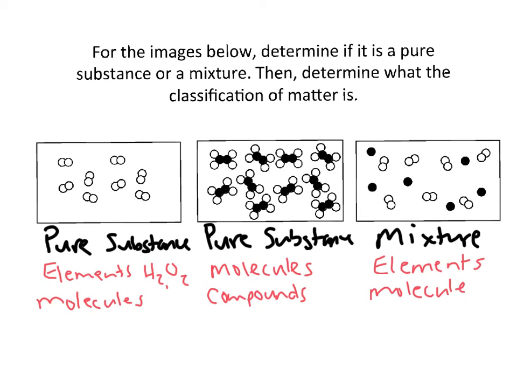Do we have compounds? Well, we have 2 or more different elements represented in the picture. We have the black and the white, but they're not chemically bonded together. And so we do not have compounds.